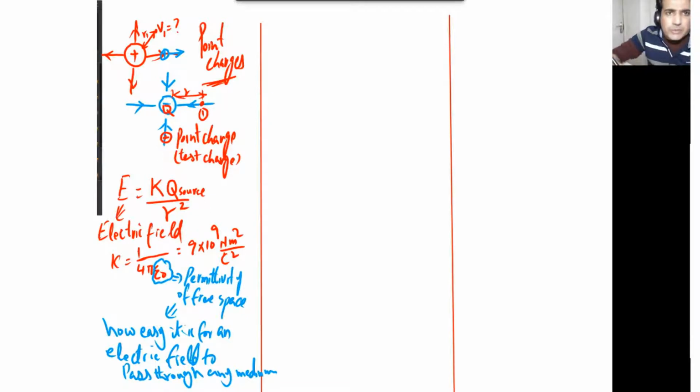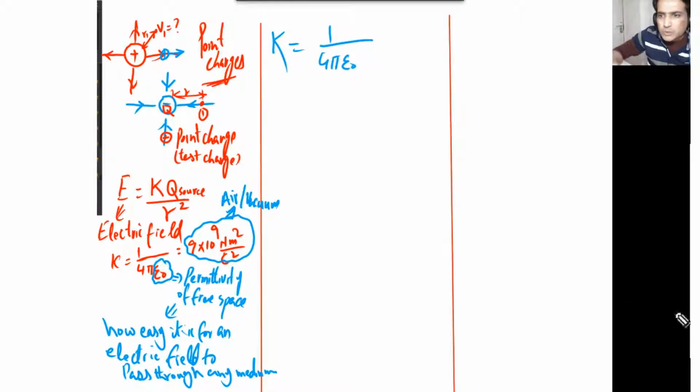Now you need to understand this K, we are talking about air or vacuum. This number is for air or vacuum, but if there is any other material, this number will be different. If I have K equal to 1 over 4 pi epsilon naught, and the epsilon value increases, then K will decrease. You have to be clear about this.